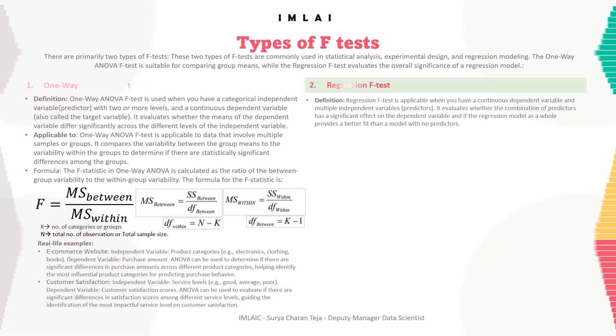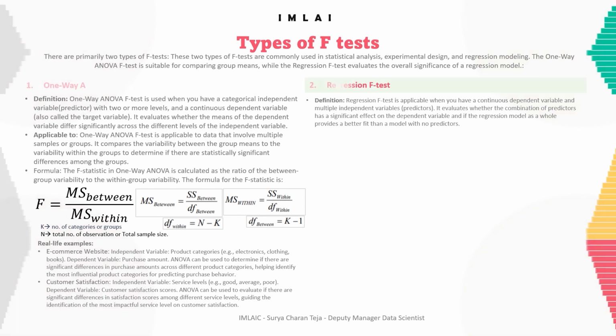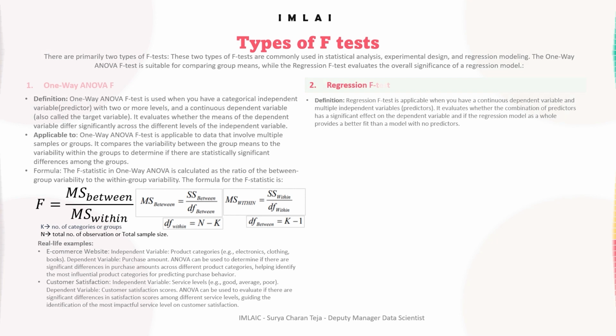So now let's look into the applicability of a regression F test. Regression F test is applicable to data that involve multiple predictors and a continuous dependent variable. It's used to determine if the overall regression model is statistically significant, indicating whether the predictors collectively contribute to explaining the variability in the dependent variable.